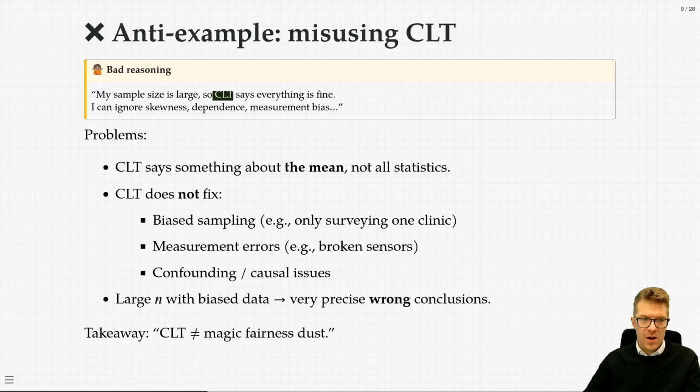The CLT normally talks about the mean, and you might say something about the mean of the means across a bunch of samples, but it doesn't describe other statistics. It doesn't fix problems of biased sampling. So if all of your surveys that you've taken are biased in some way, the result is going to be biased also, and that's just going to be inherited by whatever your CLT distribution looks like. If there's measurement errors, this doesn't solve anything. Confounds or causal issues will be the subject of a subsequent module. CLT won't fix those problems.